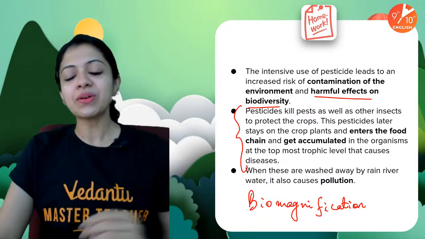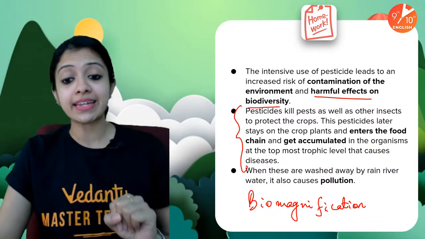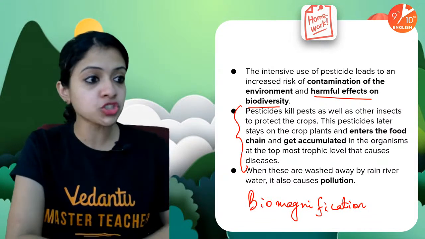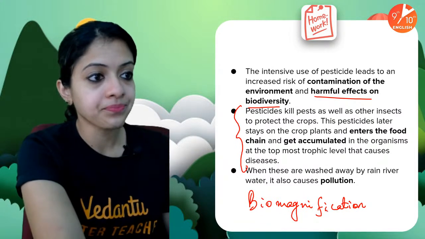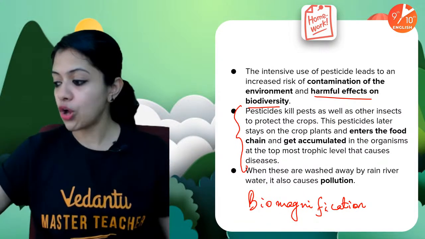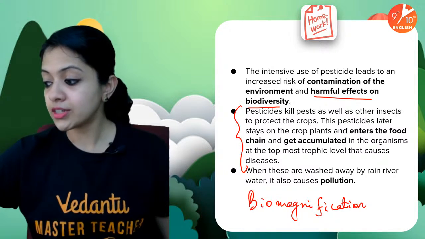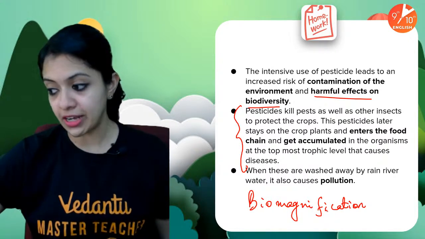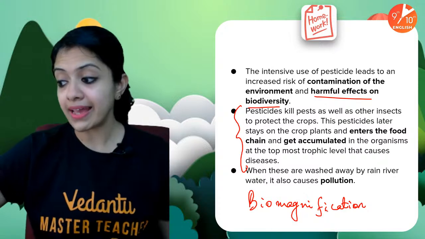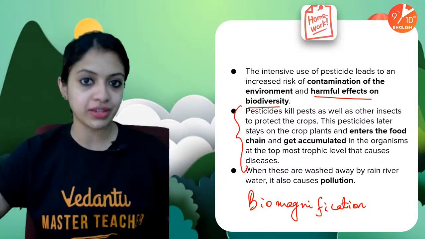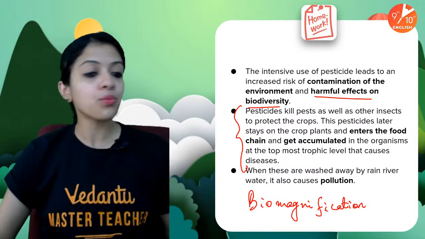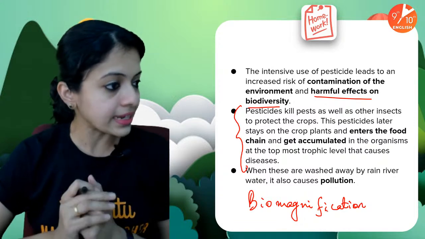All right. So this is about biomagnification. Once again, let me tell you, the phenomenon by which the toxic level in a particular trophic level multiplies with every subsequent trophic level. That is what biomagnification is. Clear to all of you?